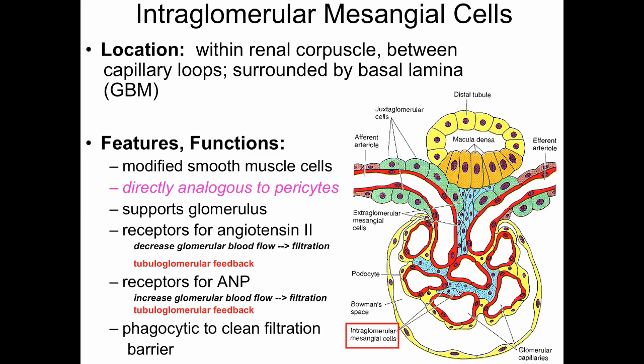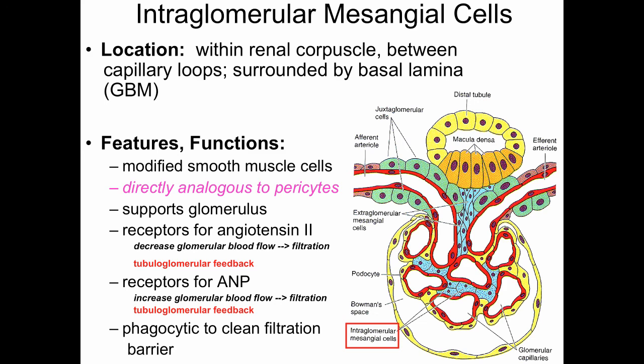They play a role in physically supporting the glomerulus. They contain receptors for angiotensin 2, so they may cause a decrease in glomerular blood flow and hence filtration, so they play a role in tubuloglomerular feedback. They contain receptors for atrial natriuretic peptides, so that will increase glomerular blood flow and filtration, so they'll play a role in tubuloglomerular feedback that way. But more importantly, the intraglomerular mesangial cells are phagocytic cells to clean the glomerular filtration barrier.